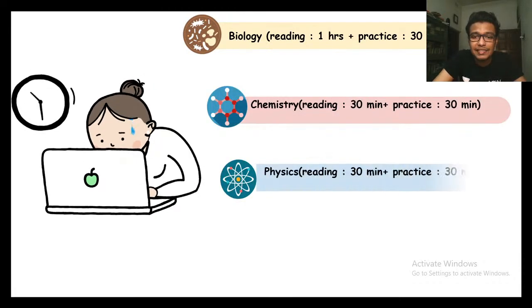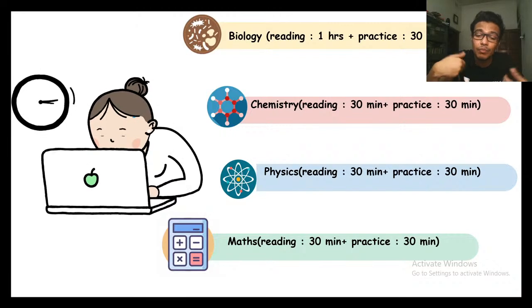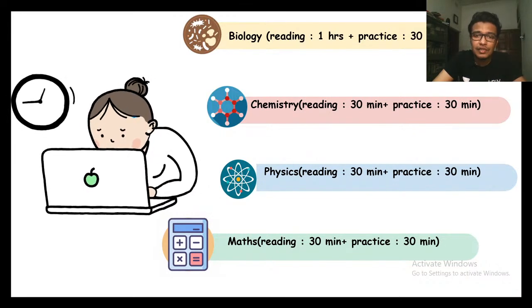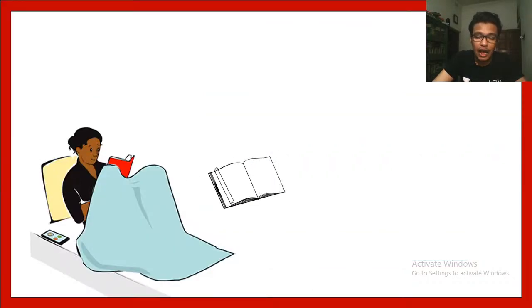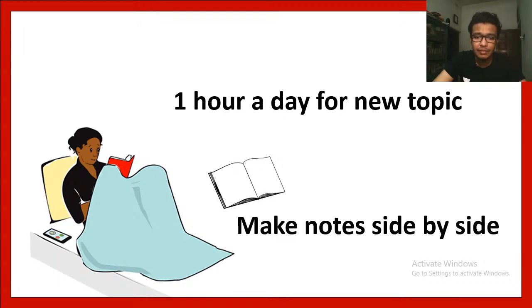Spend some amount of time on chemistry, physics, and maths. I would rather suggest spending more time on maths than physics and chemistry. Each day you can spend only 4 or 5 hours studying. So don't worry. 5 to 6 hours of study in the last 20 days would really help you ace this exam, right? I would suggest early in the morning, start with the new topics and make notes side by side.